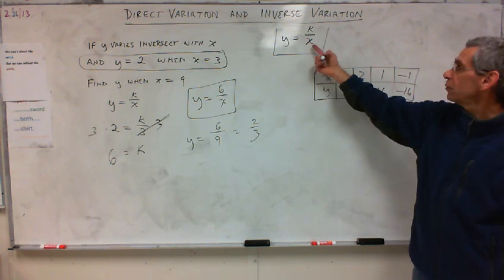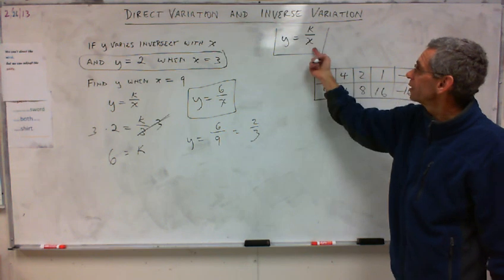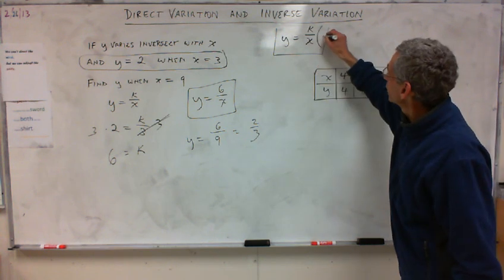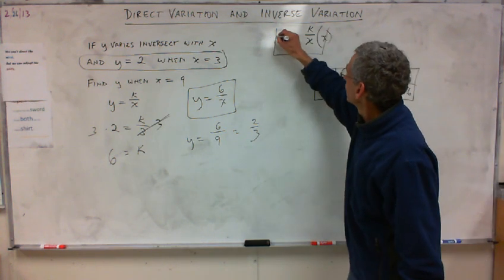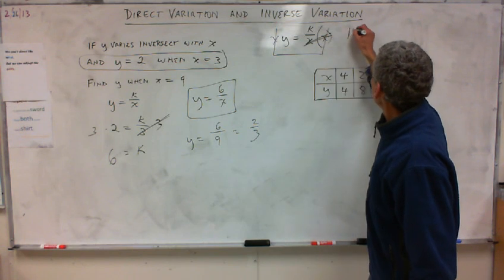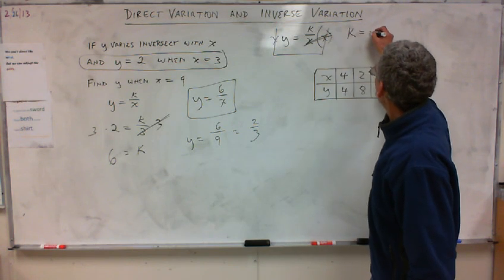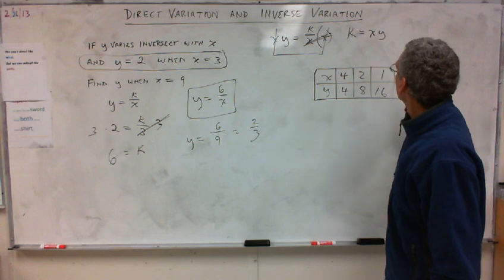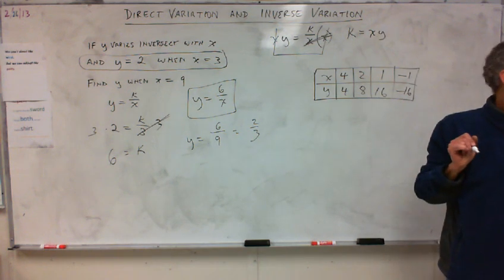What could I do? How could I rewrite this to get the x and y on the same side? Couldn't I just multiply both sides by x? So another way to write this is k is equal to xy. See, Gary, that's what I said you should do.